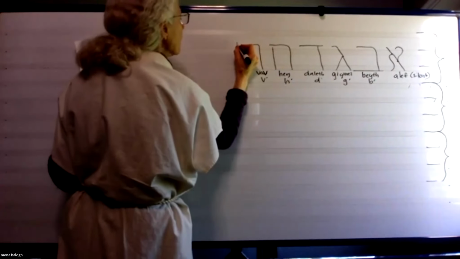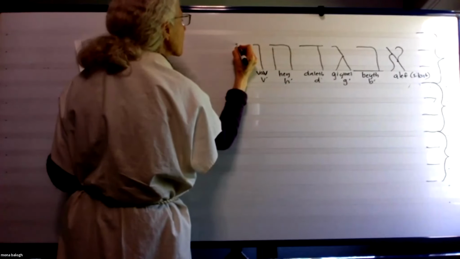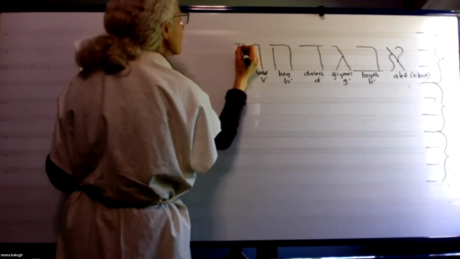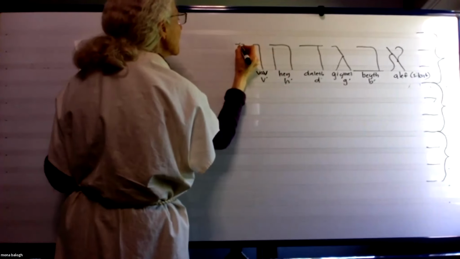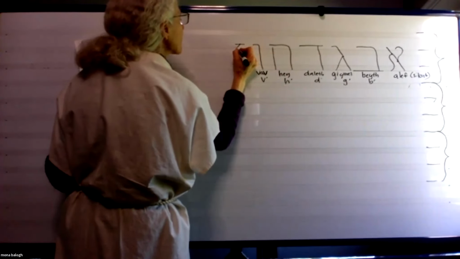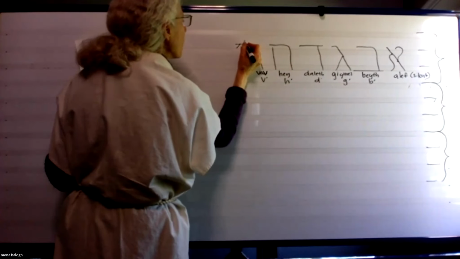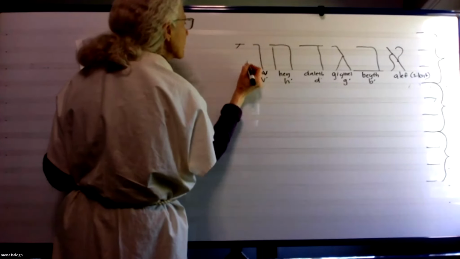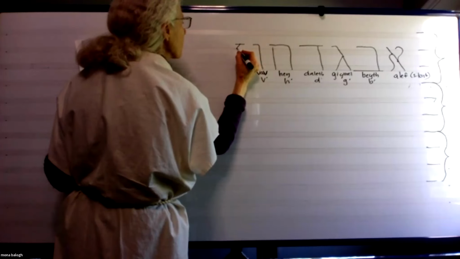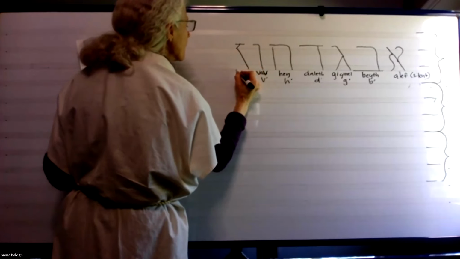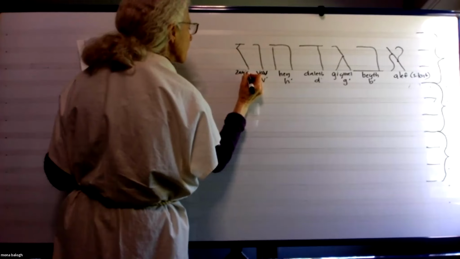Zayin. Make a little cap up top, upper left, come across a little bit. Divide this in half, make a zig to the left, flush with the left side, and zag all the way down to the right, flush with the right side of the cap. Zayin.